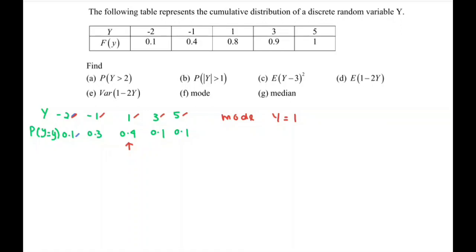Next is to find the median, where we have F(m) equals to 0.5. Meaning that by referring to the CDF, we have to find the 0.5. Based on the table given, here we have 0.1, here we have 0.4. So where is the 0.5? 0.5 is located in y equals to 1, because here we have 0.4, next 0.5 until 0.8 is located in y equals to 1. So the median will be equals to 1.